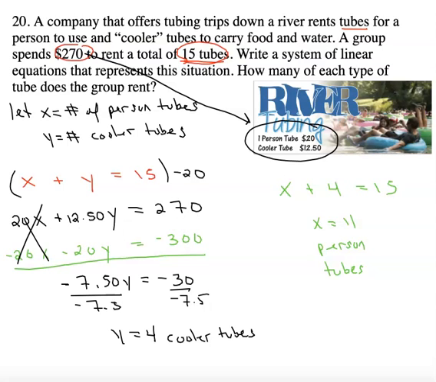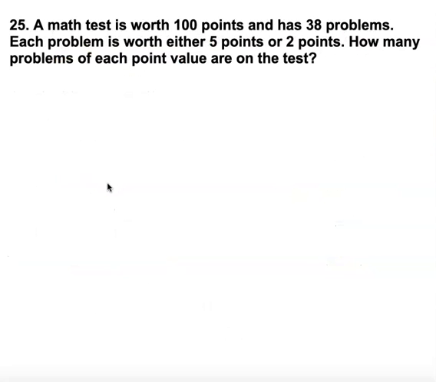270 as well. So a math test is worth 100 points and it has 38 problems. Alright, so there's two totals given here, right? It's 100 points and 38 problems. Okay, so I was given two totals here, and I'm already starting to think, well, what equations give me totals? Standard form gives me totals. Let's see what it comes up with.